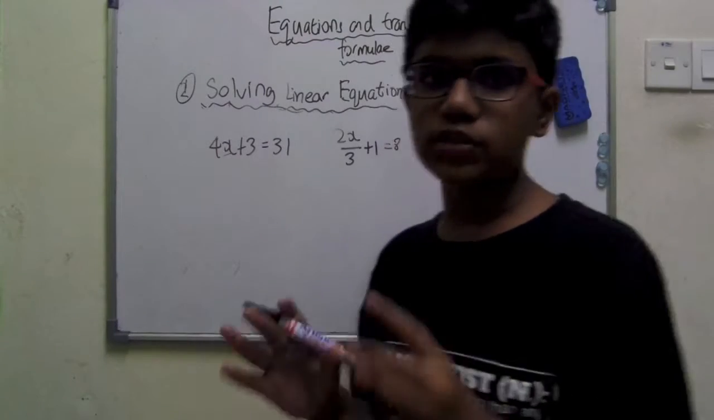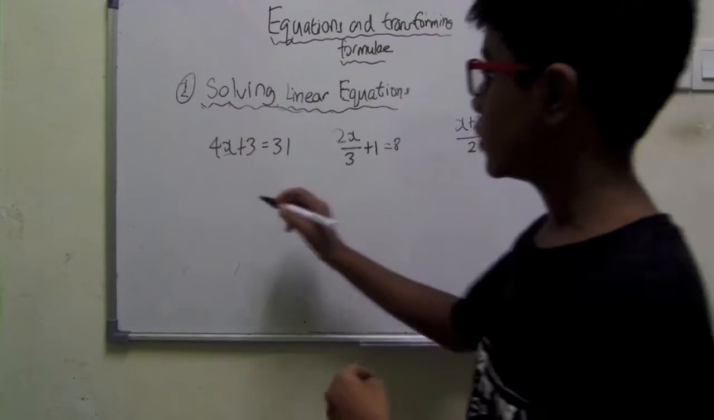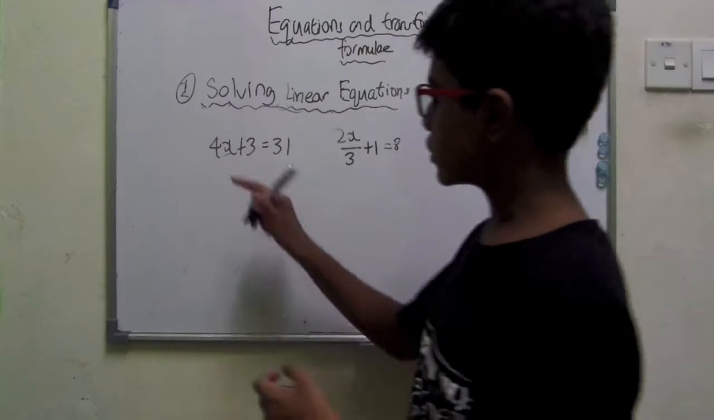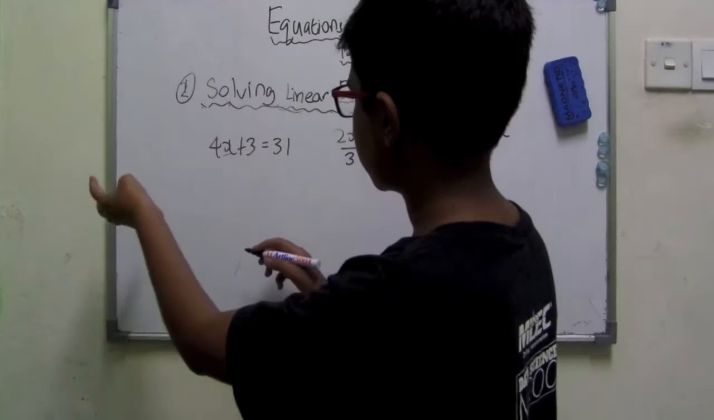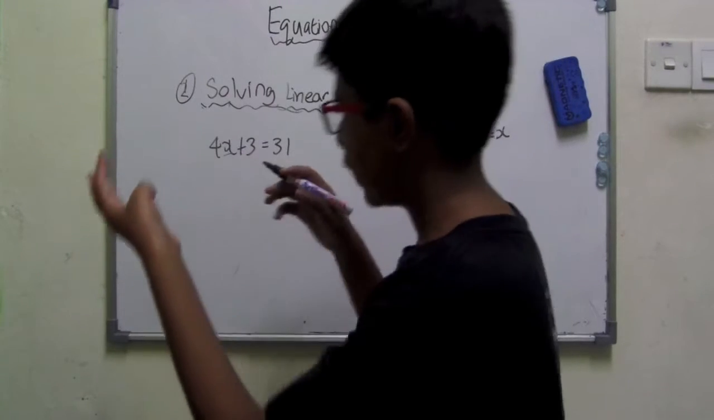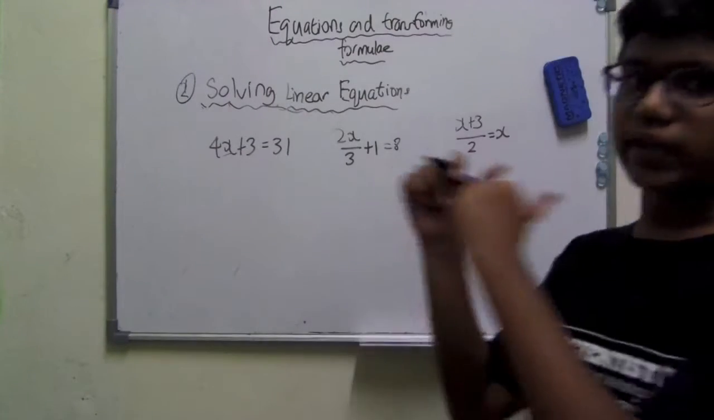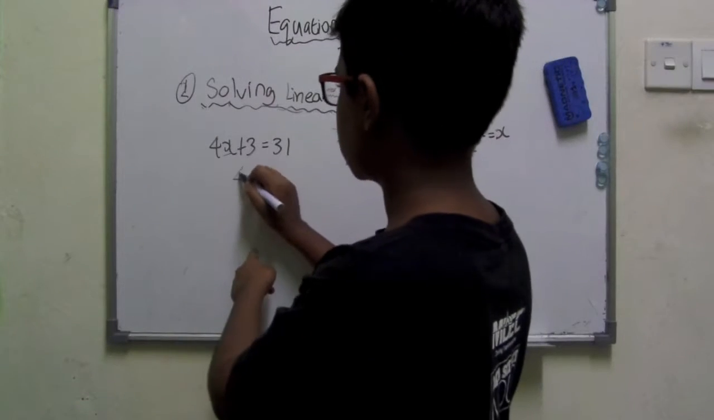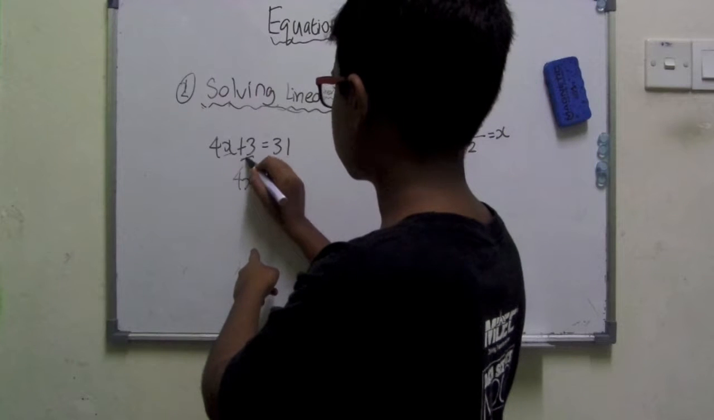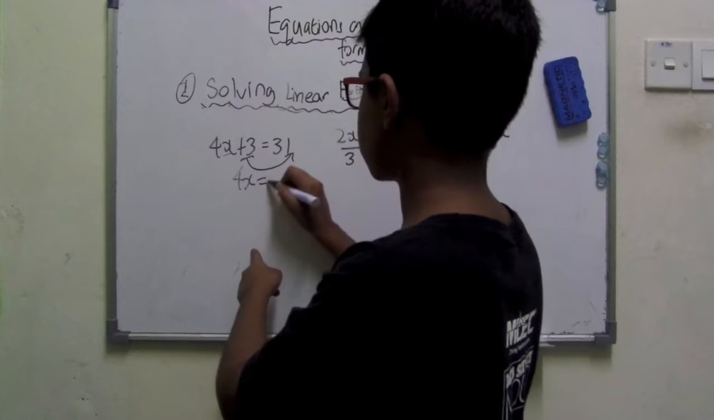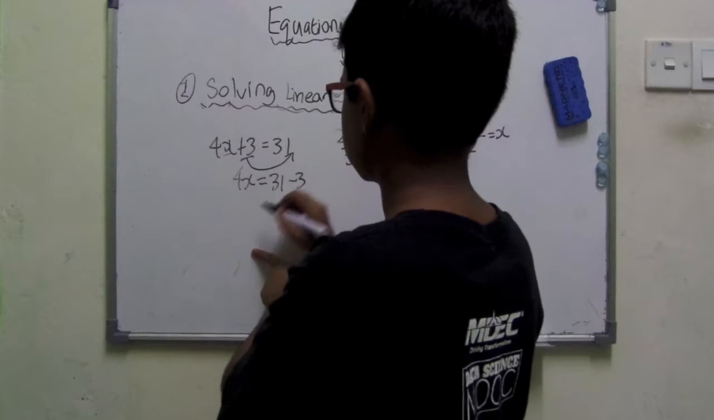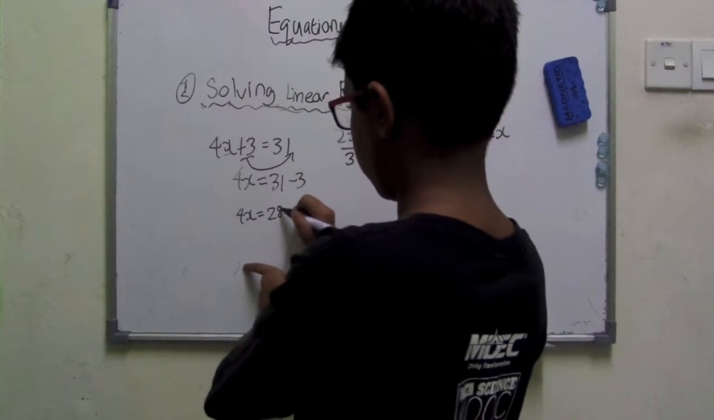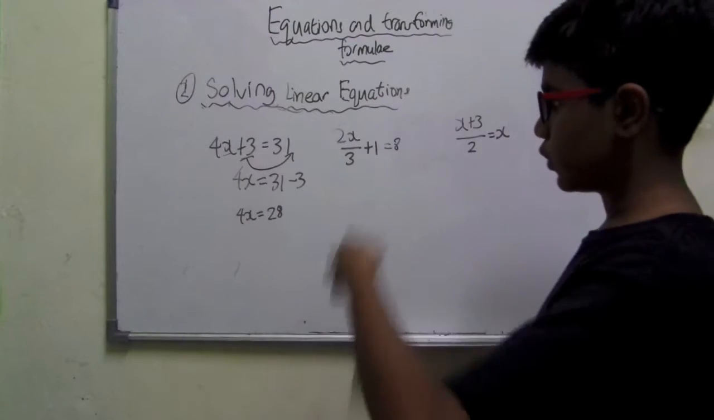So the first step in solving a basic linear equation is to isolate like variables to one side. So let's keep the left hand side, the LHS, for the x variables, and let's keep the right hand side for the numbers, okay? So let's keep the 4x on this side, and let's bring this 3 to this side. So that's 4x equals 31 minus 3. So 4x equals 28. Obviously 31 minus 3 is 28.